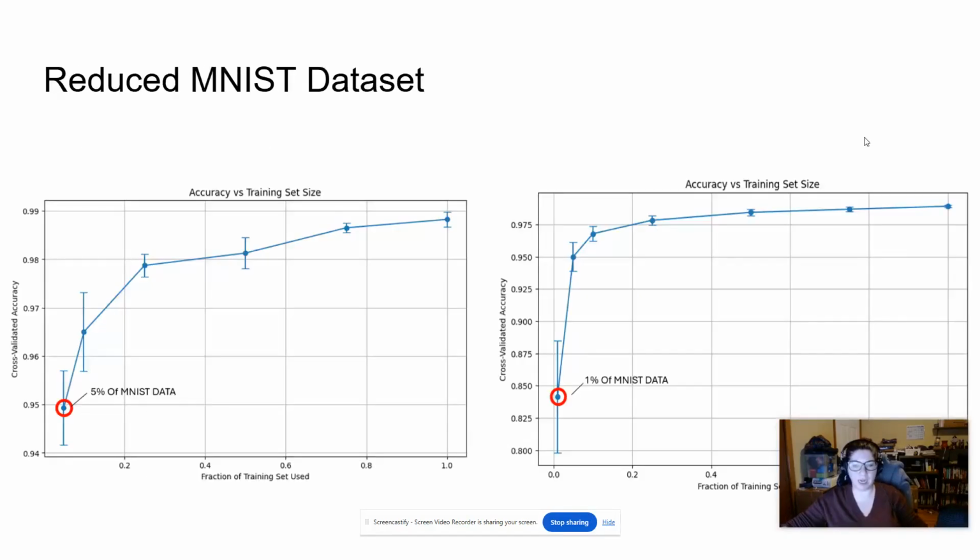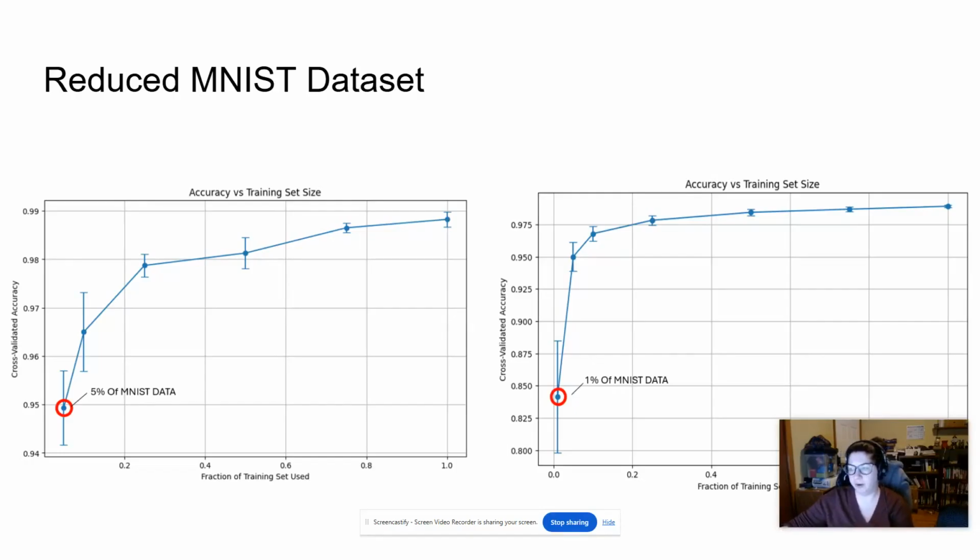What I did with that MNIST data set was I reduced the data set by 5% and 1%. I chose these because they looked like accuracies that had some amount of area to improve on. When I did a cross-validation comparison with a convolutional neural network, the convolutional neural network I used for this is a very simple 2 convolution layer, 2 pooling, activation function, very, very simple convolutional neural network.